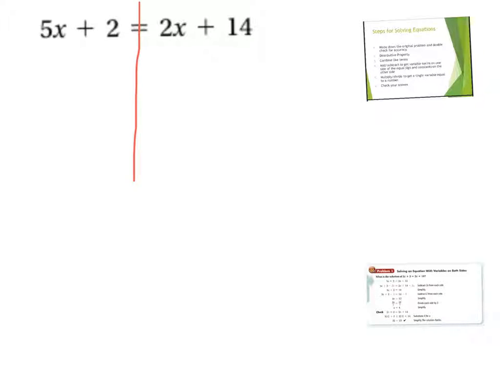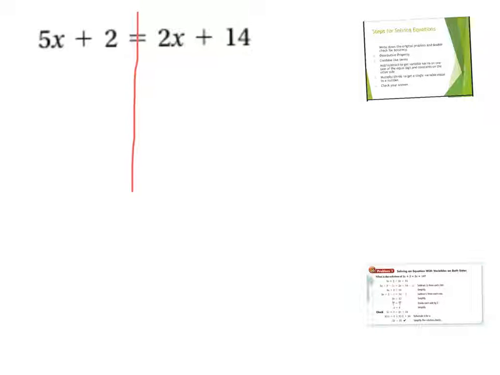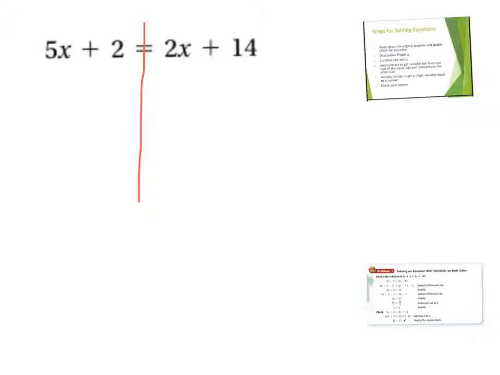Then you have to make this decision, okay? Which side do you want to put the variables on? Which side do you want to put the numbers on? So the idea is I want to get x equals something, right? I mean, you guys get that part. But I'm going to make the decision right now. I'm going to move the variables to this side and the numbers to this side. So I get x equals something.